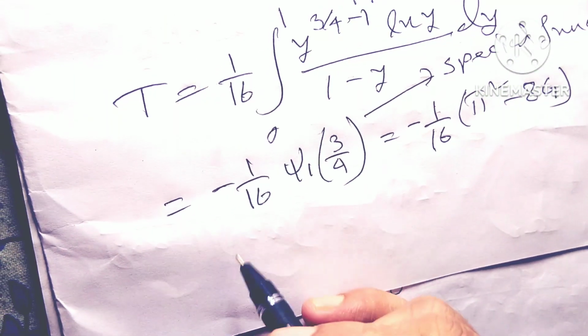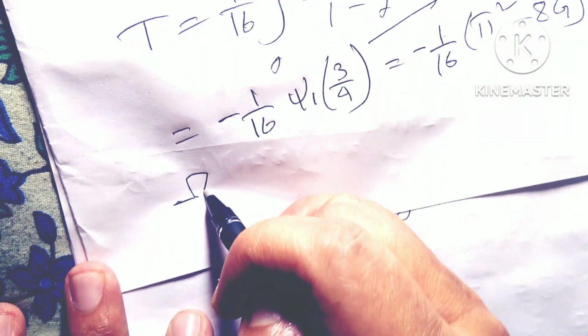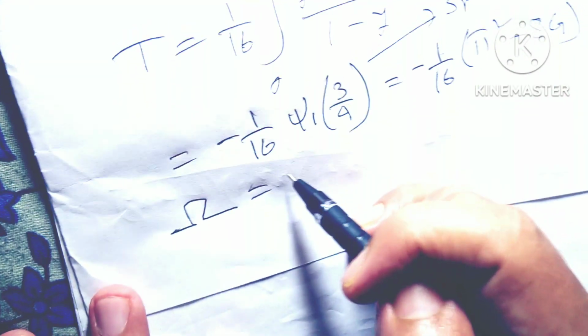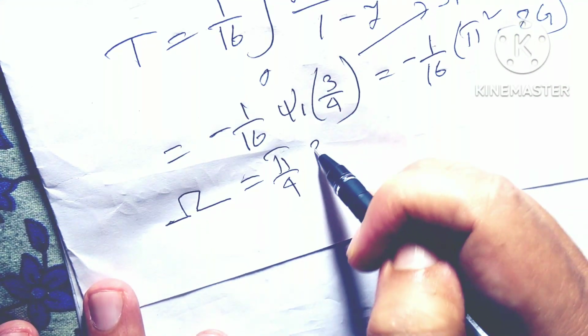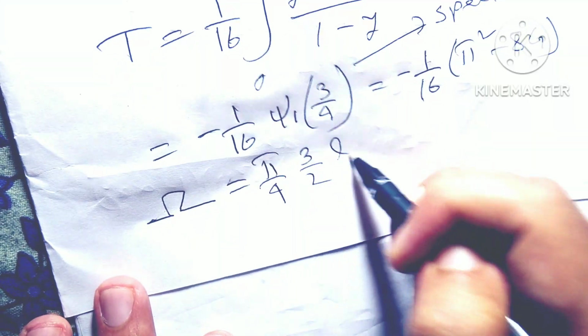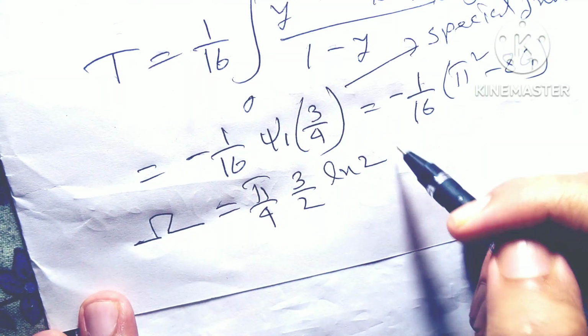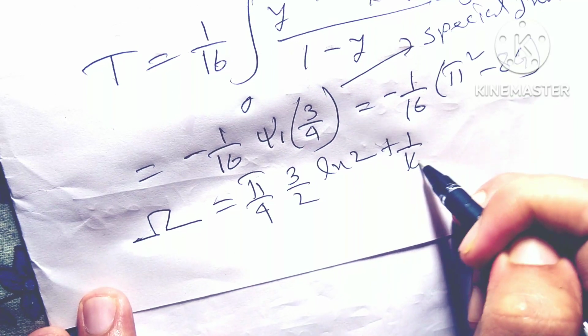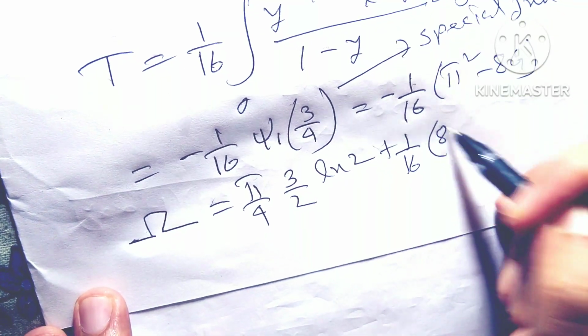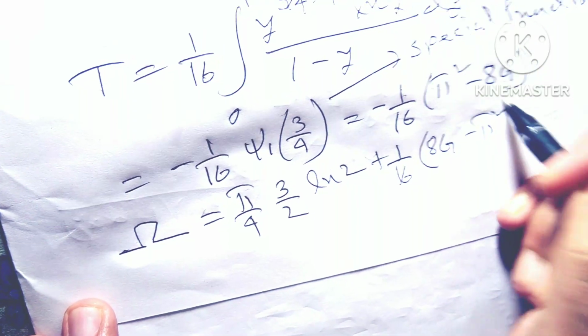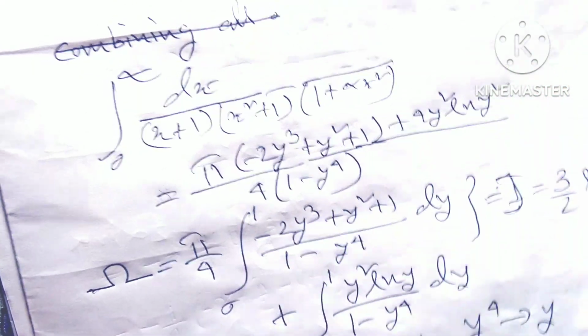So friends, my omega integral value is pi by 4 times (3 by 2 ln 2 plus 1 by 16 (8G minus pi square)).